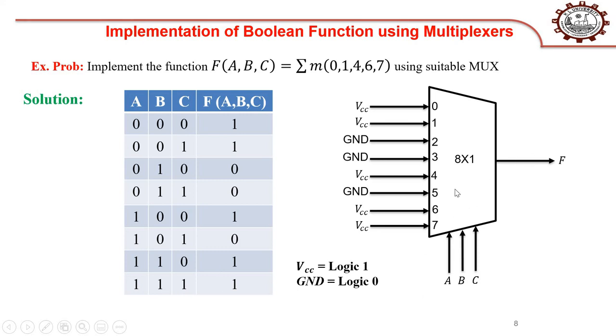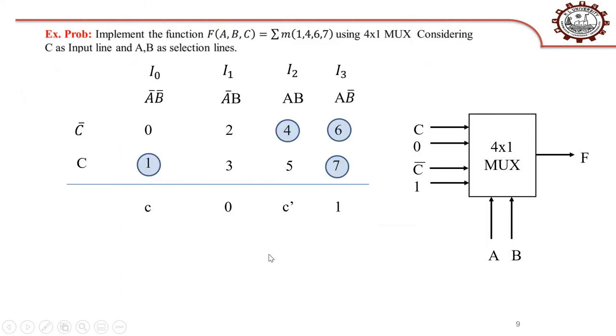So multiplexer is one of the universal circuits where you can construct any circuit using a multiplexer. For example, if this kind of problem is given to you: implement the function f of ABC equal to sigma m 0, 4, 6, 7. But here we are asked to construct the circuit using a 4:1 multiplexer. With 8:1 we can easily construct it, but with 4:1 you have to follow this particular procedure. So first you take a table like this.